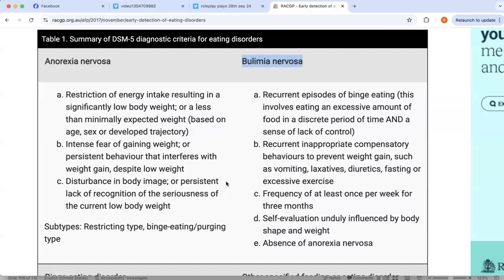In anorexia nervosa, the patient has an intense fear of gaining weight, and even though they might have very low body weight, they feel that they are obese. Because they don't want to gain any weight, they have persistent behavior which interferes with weight gain. The restrictive behavior can be restriction of energy intake by starvation. They can also do a lot of excessive exercise to lose body weight.